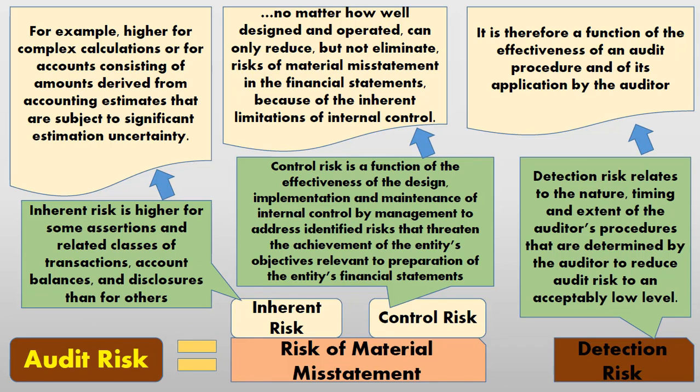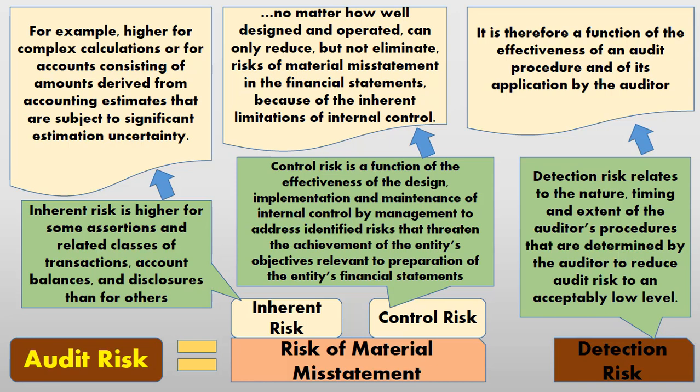Now, audit risk has three components. The first one is inherent risk, the second one is control risk, and the third one is detection risk. Now, inherent risk is higher for some assertions and related classes of transactions, account balances, and disclosures than for others. It is where the account or transaction or an item, because of its nature, complexity, and number of transactions, has attributes that make the transaction or account balance high in inherent risk.